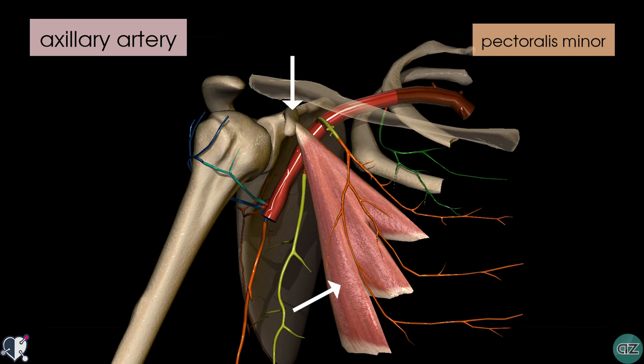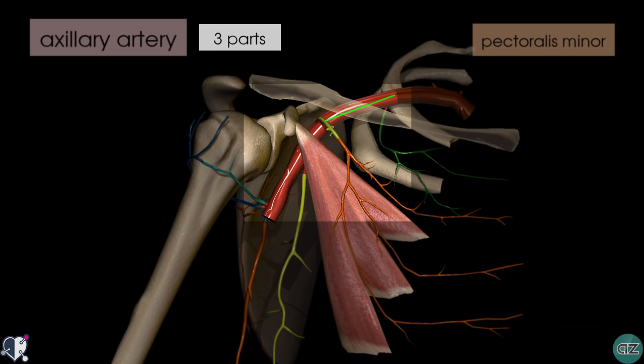The importance of the pectoralis minor muscle is that it runs in front of the axillary artery and divides it into three parts. So the first part of the axillary artery lies proximal to the pectoralis minor, the second part lies underneath it, and the third part lies distal to it.